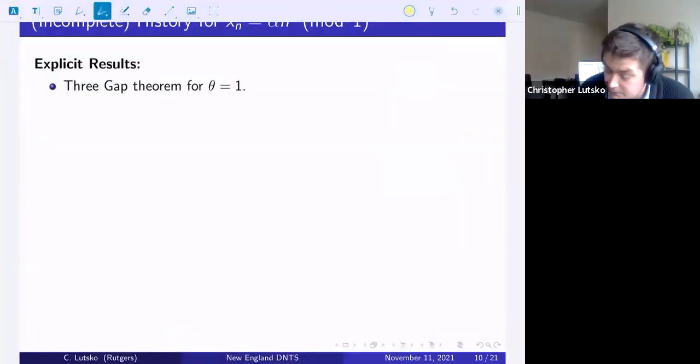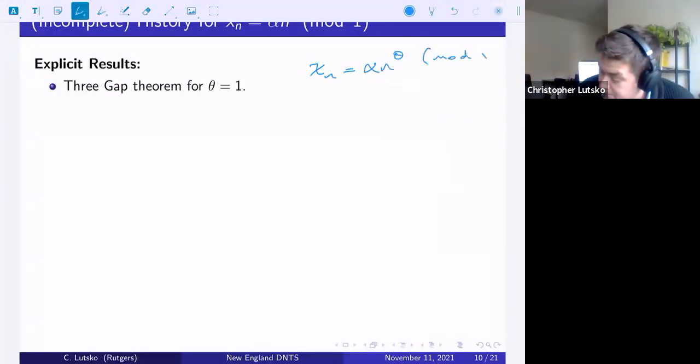So what is known for our favorite sequence here, x_n equals alpha n^theta mod 1. I'm going to start with explicit results, and you'll see what that means in a second. The first one we've already seen, it's the three-gap theorem. The three-gap theorem tells you that the fine scale structure is not convergent. The gap distribution is never going to converge because it's too singular. So this example of rotations is not so interesting for our purposes today.